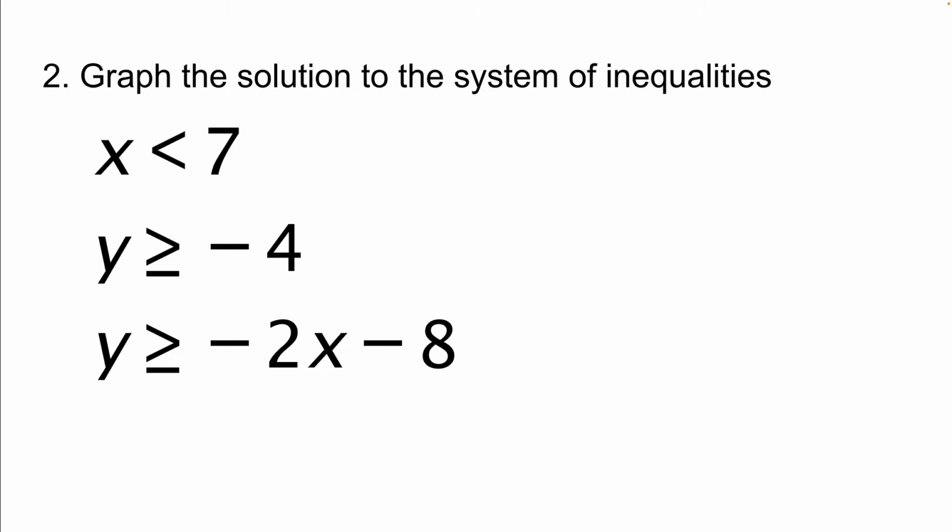Let's take a look at example number 2. We want to graph the solution to the system of inequalities. x is less than 7, y is greater than or equal to negative 4, and y is greater than or equal to negative 2x minus 8. Let's go back to our calculator and insert these inequalities.